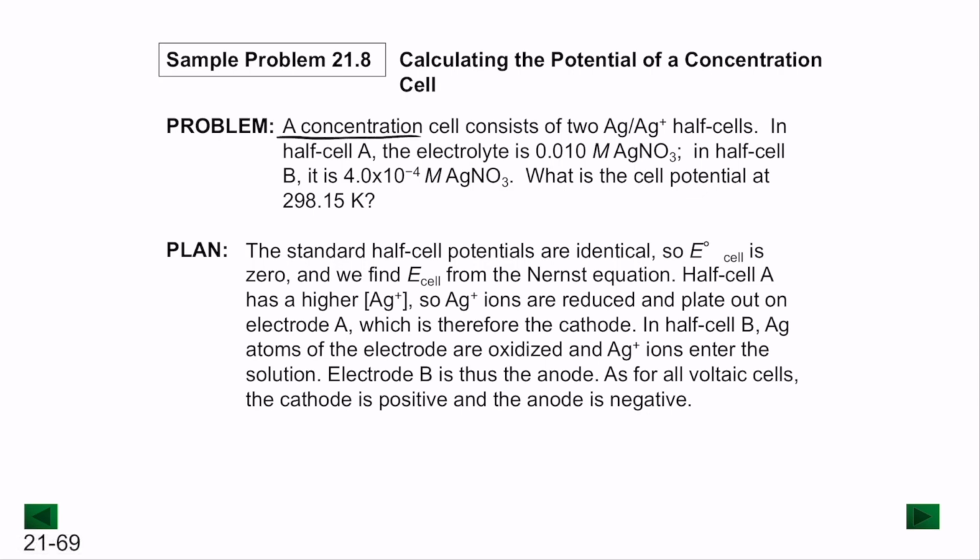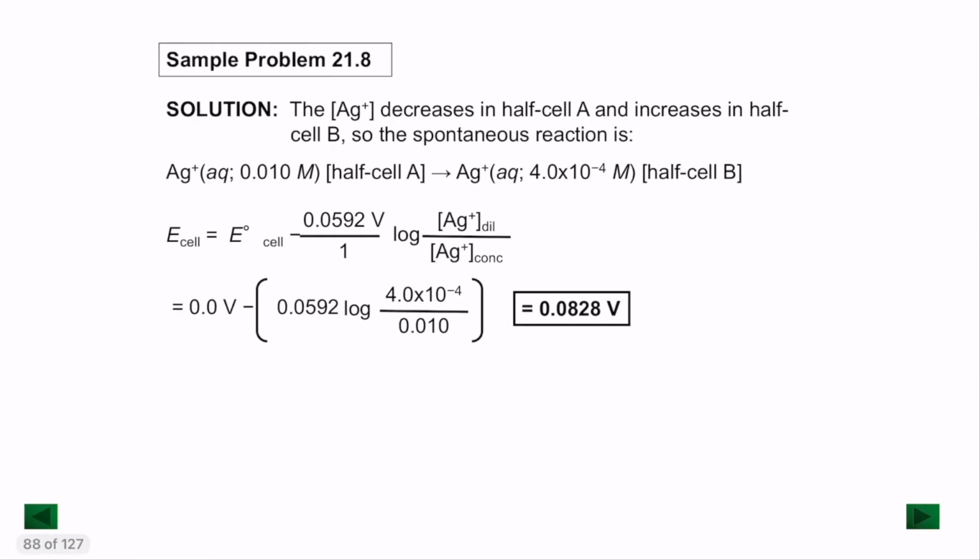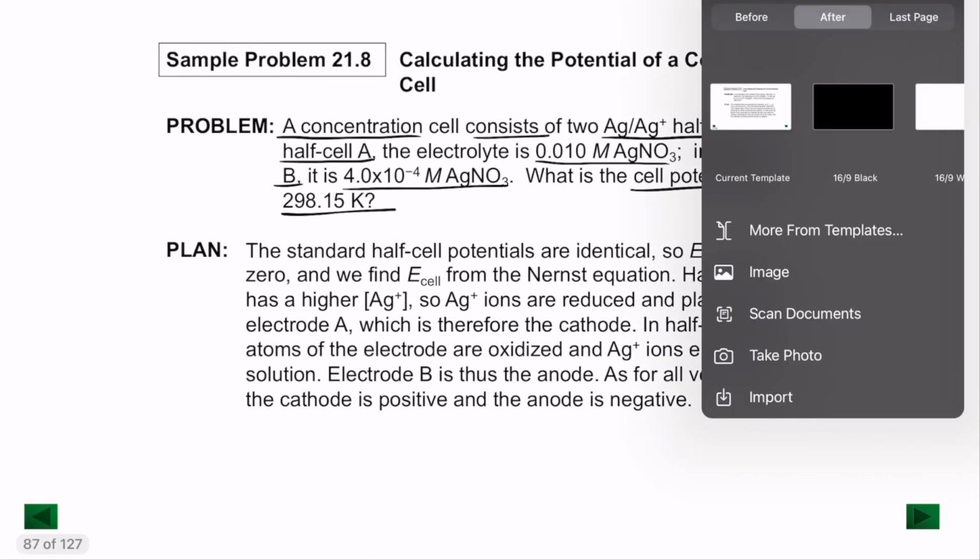A concentration cell consists of two silver half cells, and in half cell A the electrolyte is 0.010 m AgNO3, and in half cell B it's 4 times 10 to the power negative 4 m AgNO3. What is the cell potential at 298.15 Kelvin? So let's take the value right here.